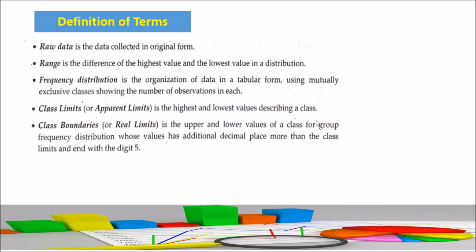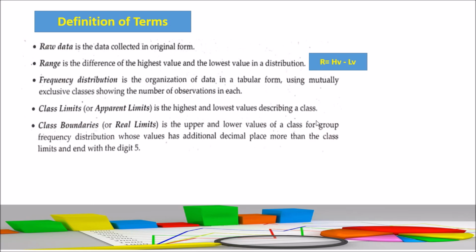Next is the range. It is the difference of the highest value and the lowest value in a distribution. It is computed by R equals HV minus LV, where HV is the highest value and LV is our lowest value. The next is the frequency distribution. It is the organization of data in a tabular form using mutually exclusive classes showing the number of observations in each. And that frequency distribution is the thing that we need to make in this topic.